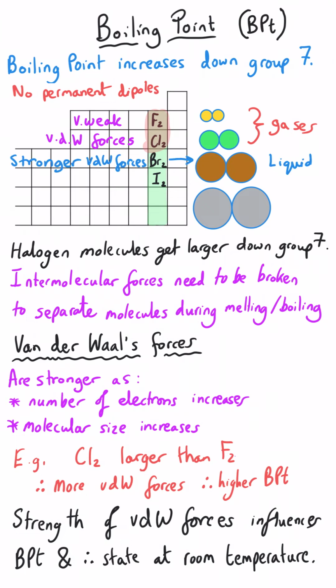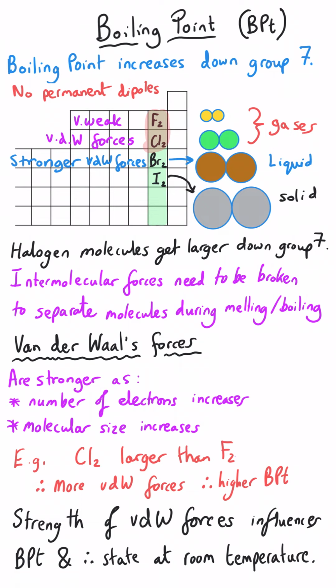Whereas bromine is a bit larger as a molecule and therefore has stronger van der Waals forces, and so the boiling point of bromine is above room temperature. So that means at room temperature, bromine doesn't have enough energy to overcome the van der Waals forces between the liquid bromine molecules. And then we move on to iodine.